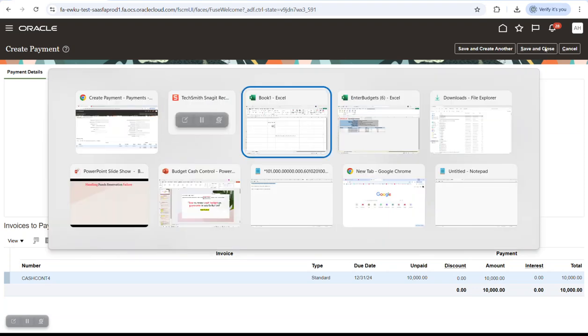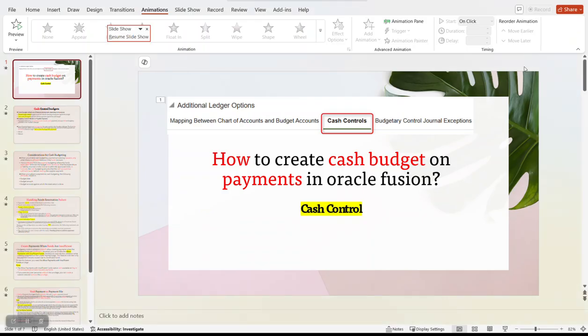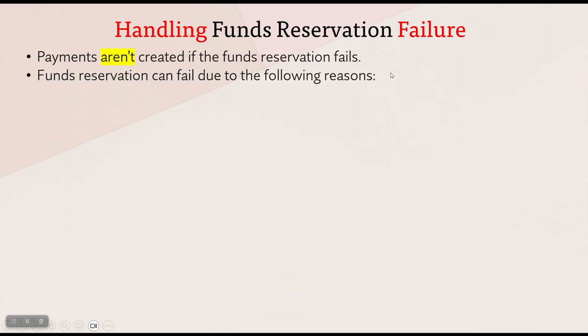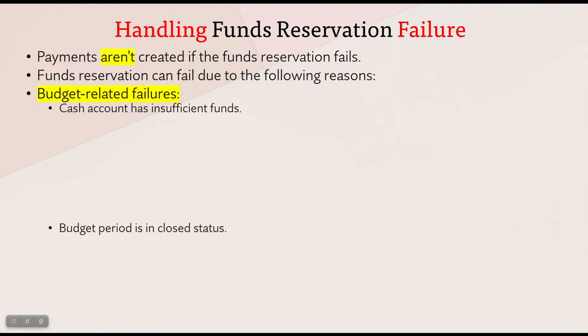Let's continue to our slides. That's not this one. Handling fund reservation failure. We said before the payments aren't created if the fund reservation fails. Fund reservation can fail due to the following reasons. First, there are some failures related to budget: the cash account has insufficient fund, or the budget period is in closed status, like what we said before.